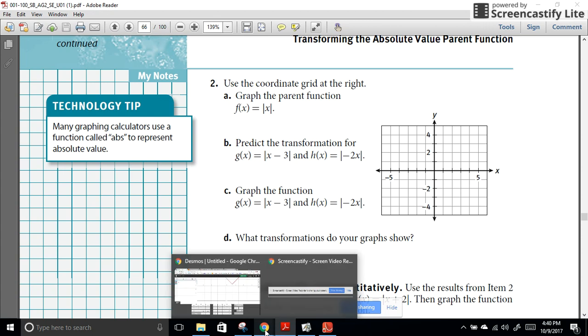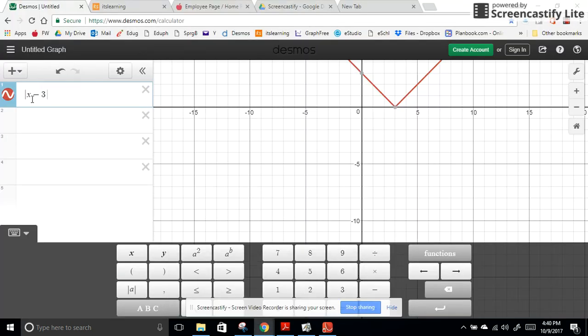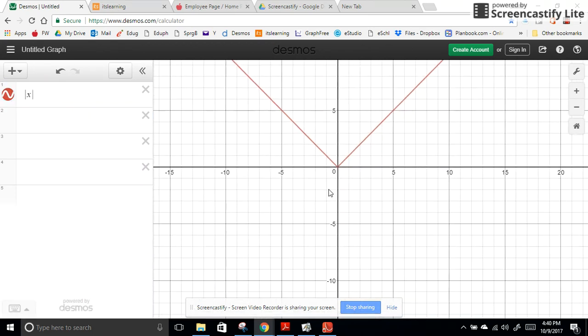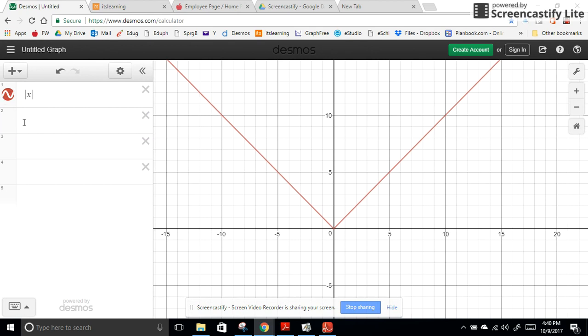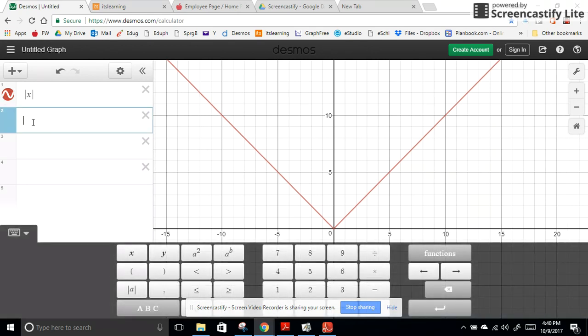Whoops, I picked the wrong one. Go look at Desmos. The other one that they wanted us to do: let's leave the absolute value of x right there. Let me pull it down, and then here I'm going to type in the negative. Let's do one at a time. I need the absolute value bars around that. Okay, so the negative x.